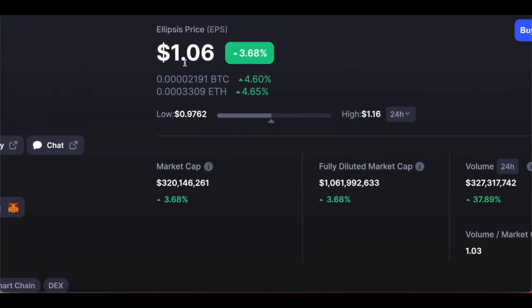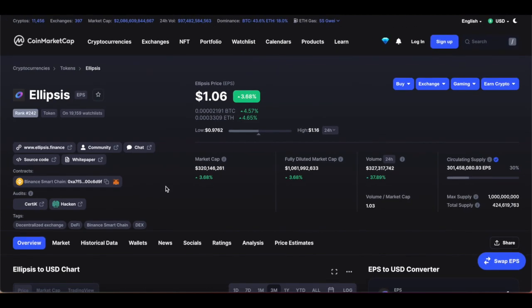Now, considering that the price actually went from 35 cents to around $1 right now, that means that the market cap was probably somewhere around 100 million when the price was around 35 cents. So it's really amazing that the market cap is actually now 320 million. That's really amazing. This sits it at 242 in the world rank based on market cap.